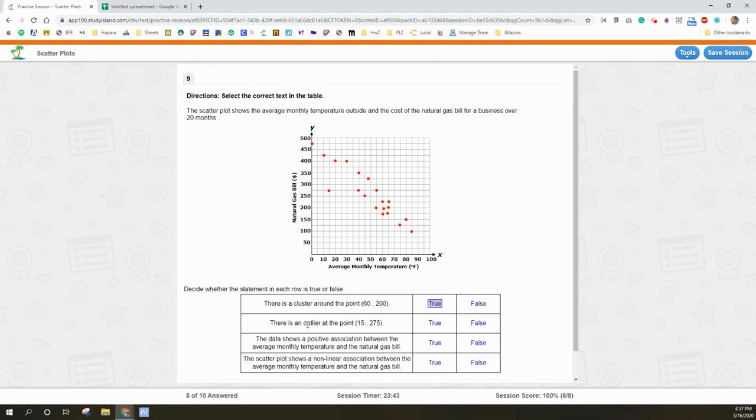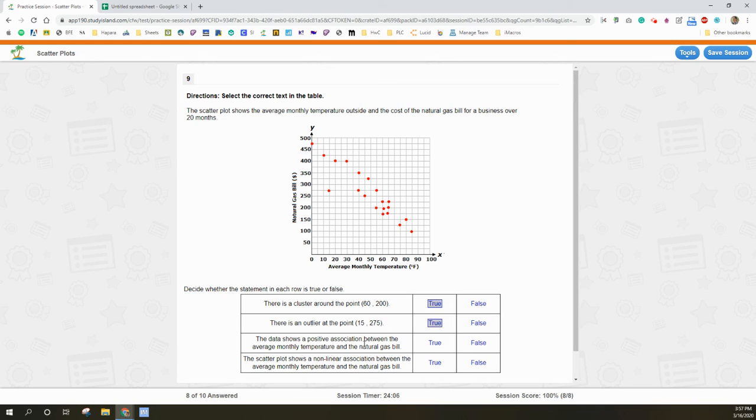Next statement. There is an outlier at the point 15, 275. If we go 15, 275, there is a point right there. And that doesn't fit the rest of the data. All the other points that are around 15 are way up here in the 400s. So this point doesn't seem to fit the rest of the data. So that is definitely an outlier. So that is also true.